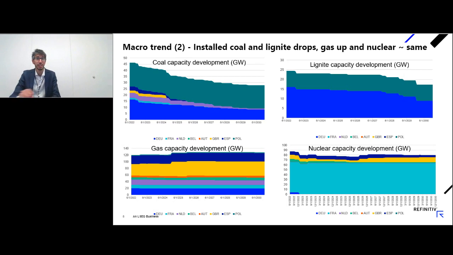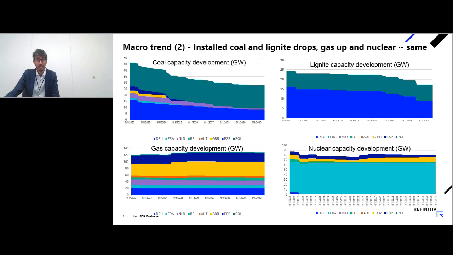When it comes to the gas fleet, we have a relatively slow increase of the gas fleet in some of the countries, and relatively stable in several other countries. You find all the details in the model in Icon.